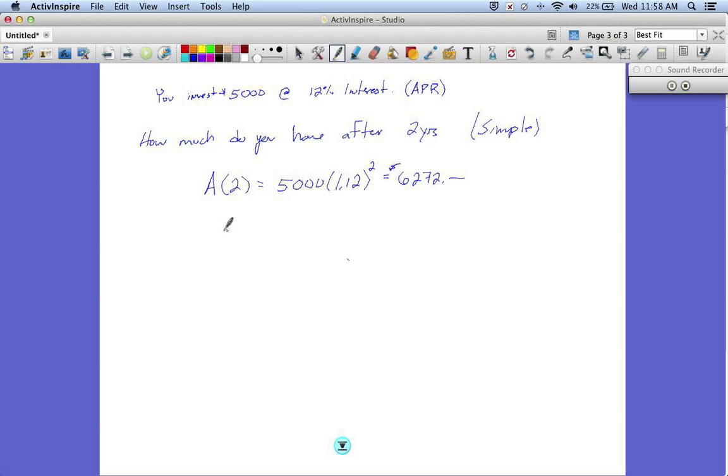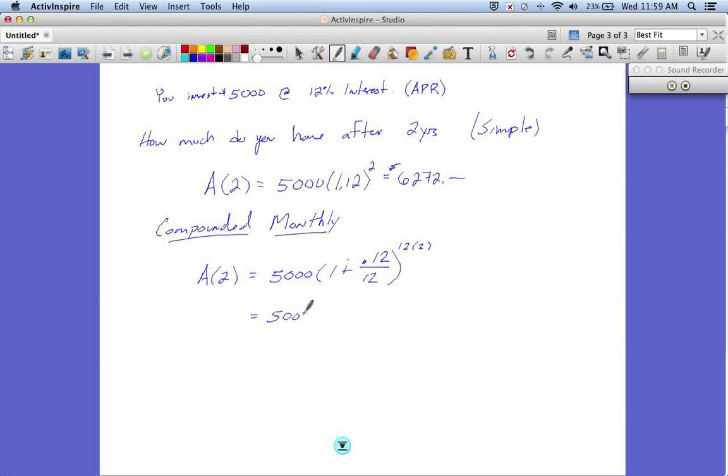Now let's say we're doing compounded monthly. So it should make sense that this is going to be a little bit higher because you're getting interest on your interest. You're compounding it more. So we have 5,000 times 1 plus 0.12, my percentage rate, divided by 12 months, raised to the 12 times 2. 2 years, 12 months. So if I simplify this, just to make it easier to plug into my calculator, I'm going to get 1.01 raised to the 24th.